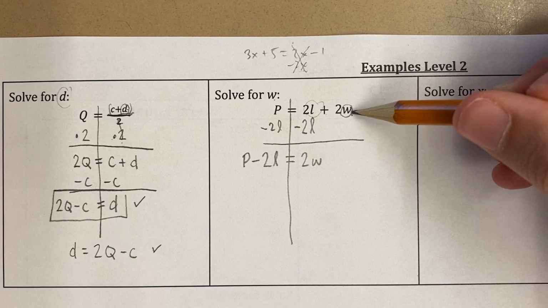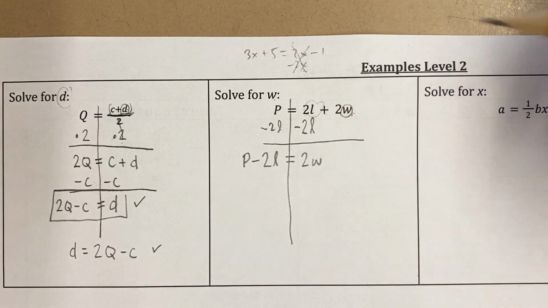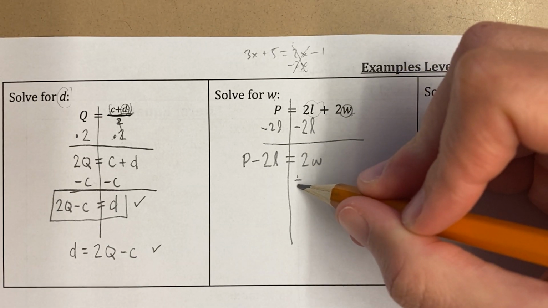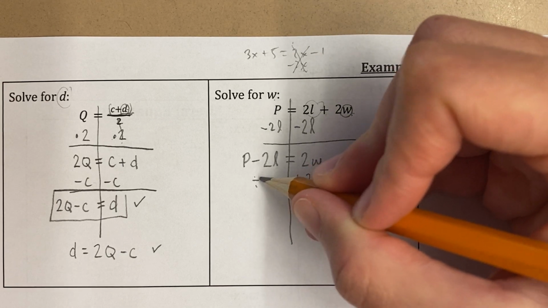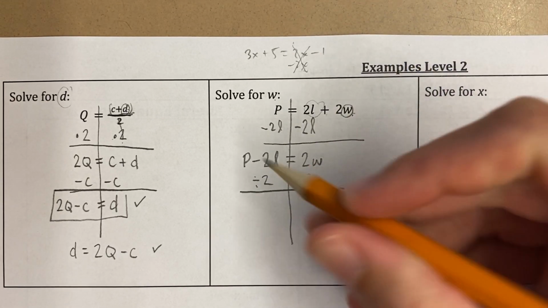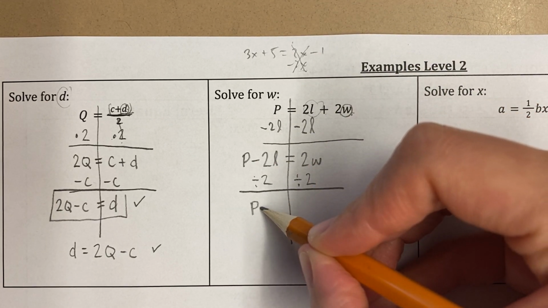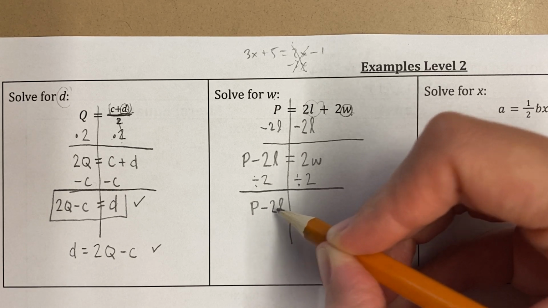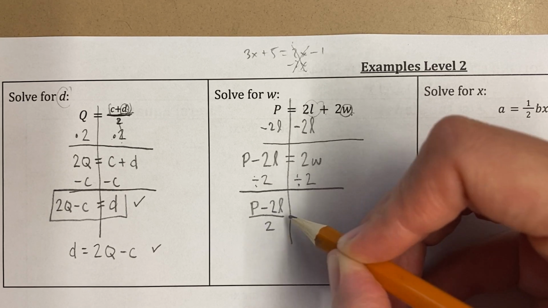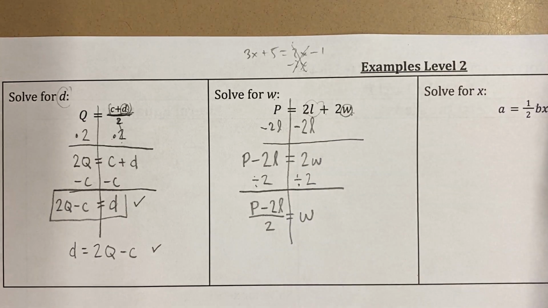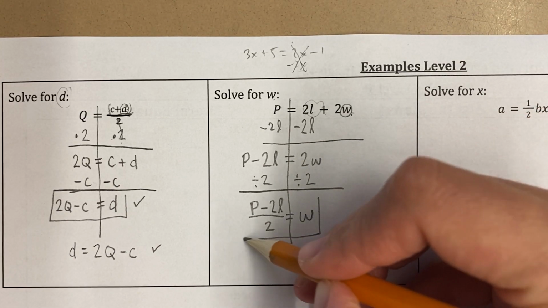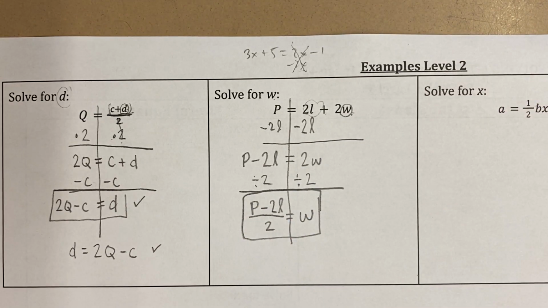Now what do I still need to do to get the w by itself? Well, w is being multiplied by 2, so I'm going to do the opposite. I'm going to divide by 2. So here's what this looks like. P minus 2L over 2 equals w. And I'm all set. W is by itself. And I'm done.